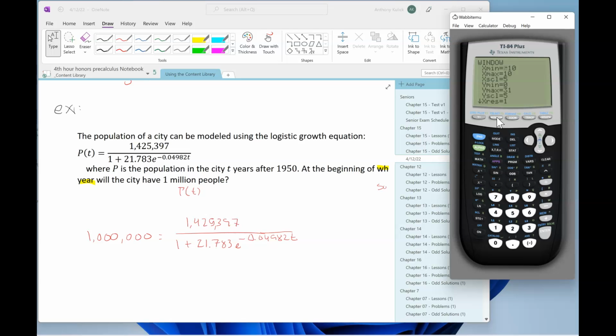Next thing I need to do is choose an appropriate window to do this. Well, time 0 seems appropriate. That's going to represent the year 1950, right? And I don't know, I'm just going to guess 100 maybe. Go up to 100. If it's not good enough, I can always make my window bigger. But 100 years probably seems like a reasonable amount of time.